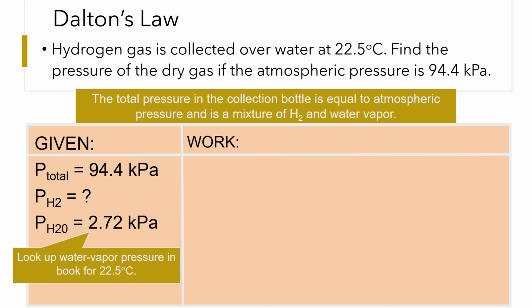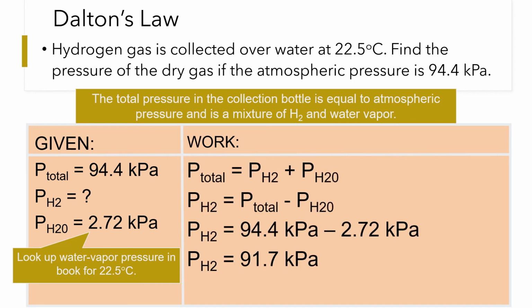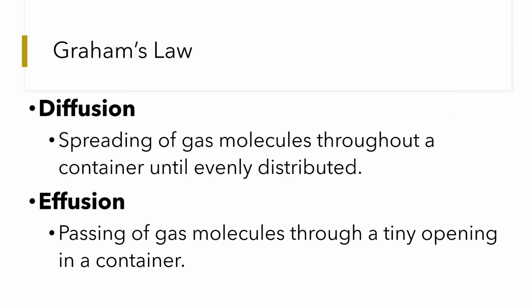So now, to show our work, we use the equation. Total pressure is equal to the sum of the partial pressures. To get the pressure of hydrogen gas by itself, I need to subtract the pressure of the water vapor on both sides. And that's what we have here. Then I plug in my numbers and simply subtract. So the partial pressure of hydrogen gas is 91.7 kilopascal.